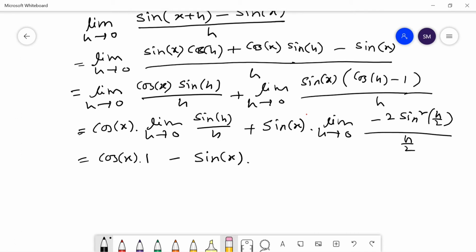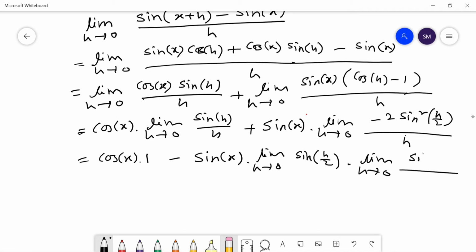Okay, sorry, this is h. So then you have here limit h tends to 0 of sin h over 2 and limit h tends to 0 of sin h over 2 over h over 2.